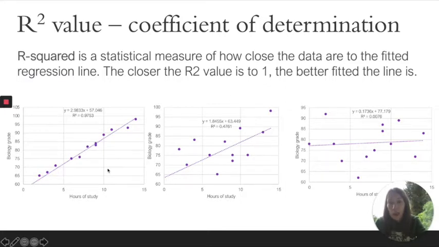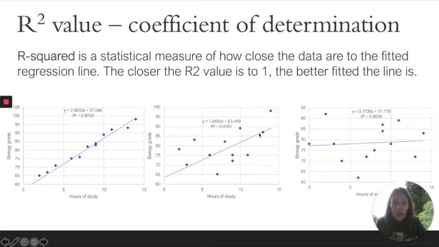So in this particular experiment, we have the number of hours that students study and their biology grade. This is totally made up, by the way. So you can see here that the R-squared value is 0.9753. So it's a very well fitted line. All the points lie close to that line. Okay, so this is a very well fitted line.